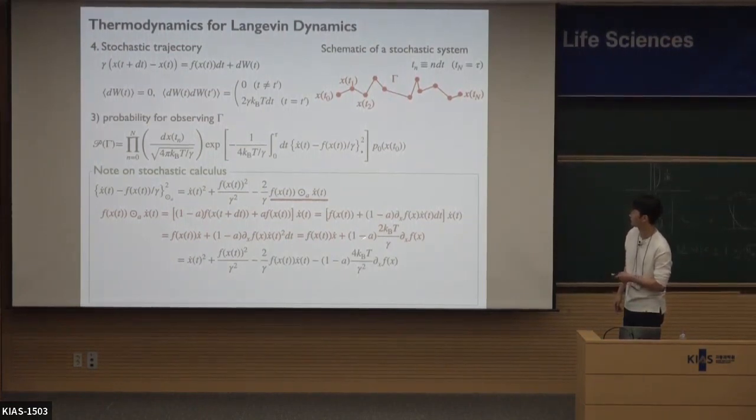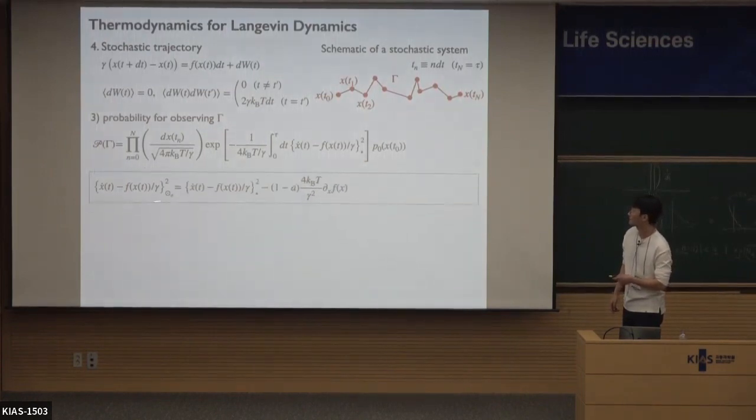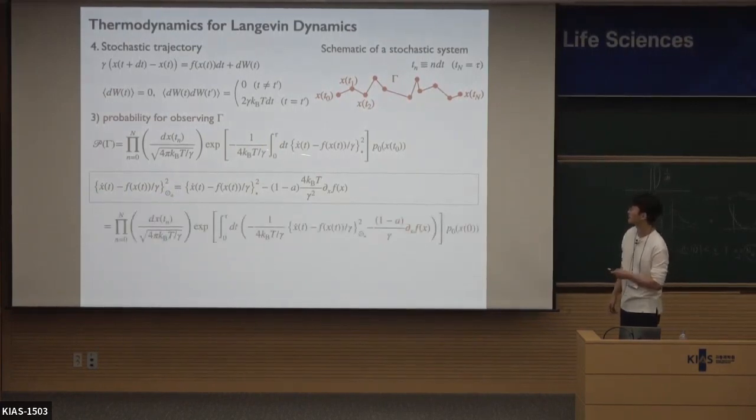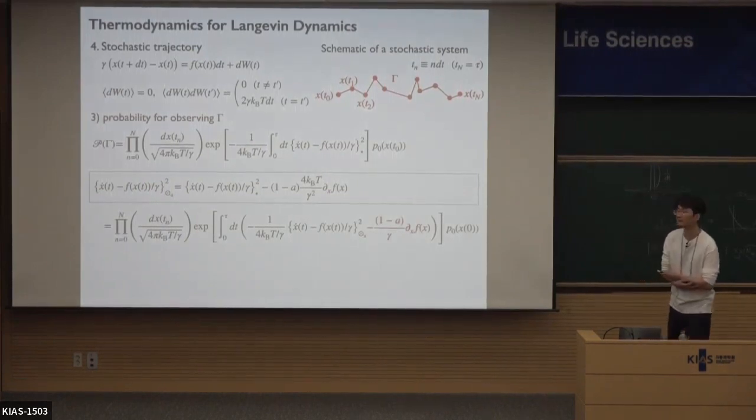So this is the first term, this is the second term. And now we make these three terms into this square term. Of course, this square term is an Ito product. It means that this Ito product can be expressed by this general product plus something else. So there is a relation, and by using this relation, we can change this Ito product in this way.